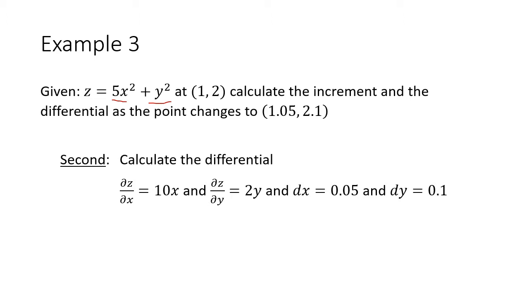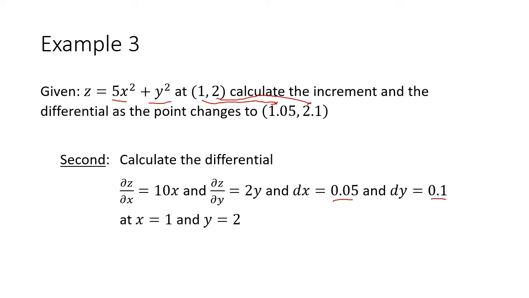The other part I want to keep track of is going to be my dx and my dy. And so my change in x, well, going from 1 to 1.05 is an increase of 0.05. My increase from going from 2 to 2.1 is an increase of 0.1. So I have those parts set aside now as well. And then we need to evaluate this differential at my original ordered pair. So my original ordered pair is (1, 2).